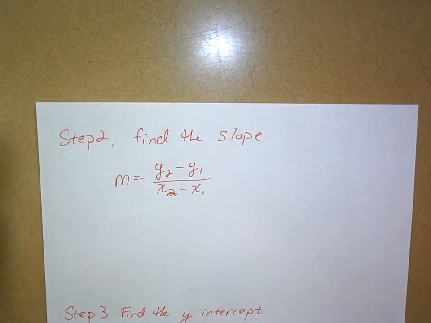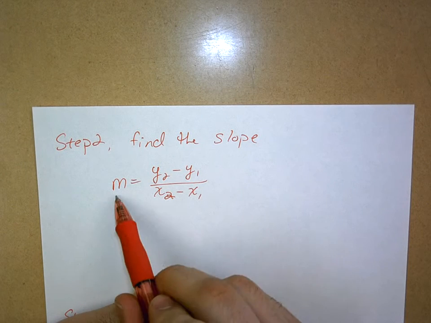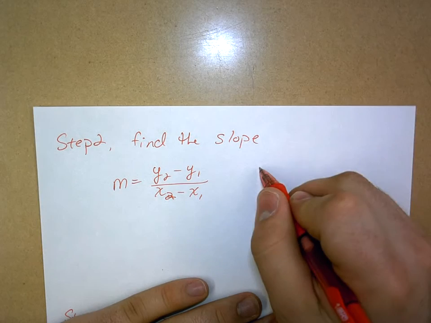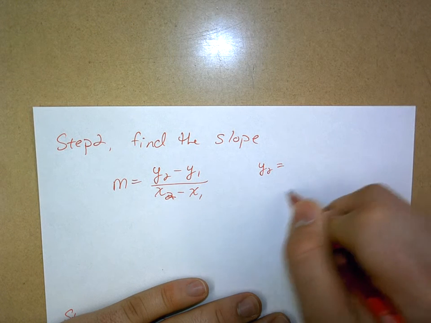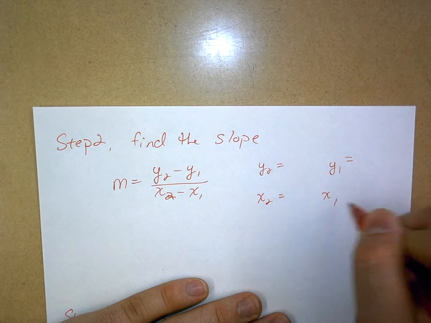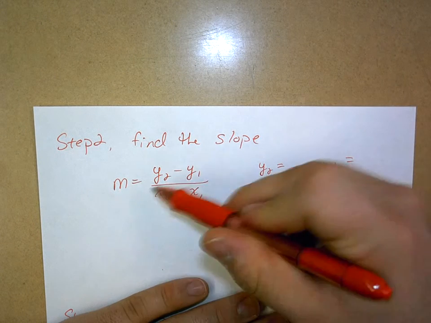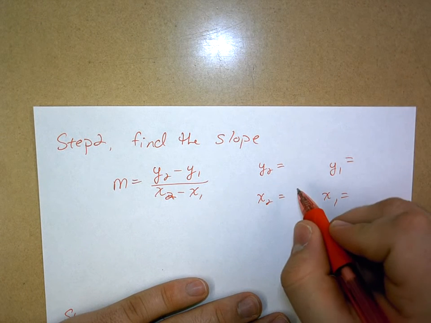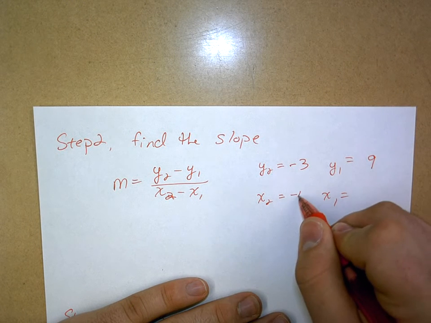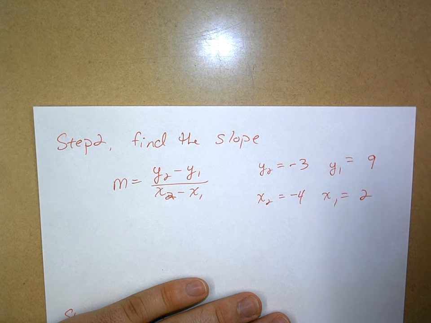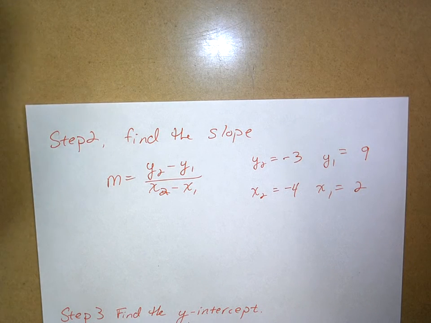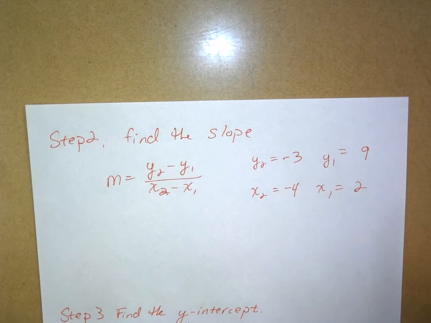Step 2, we need to find the slope. Okay, we write our slope formula out first and then plug everything in. Okay, let's make a list. Y2, Y1, X2, X1. I make my list this way so I can just plug everything in nice and visually. Y2 is equal to -3, Y1 is equal to 9, X2 is equal to -4, and X1 is equal to 2. I'm just using the points of the segment. We're trying to find the slope of the original segment so we can find the slope of the perpendicular bisector.